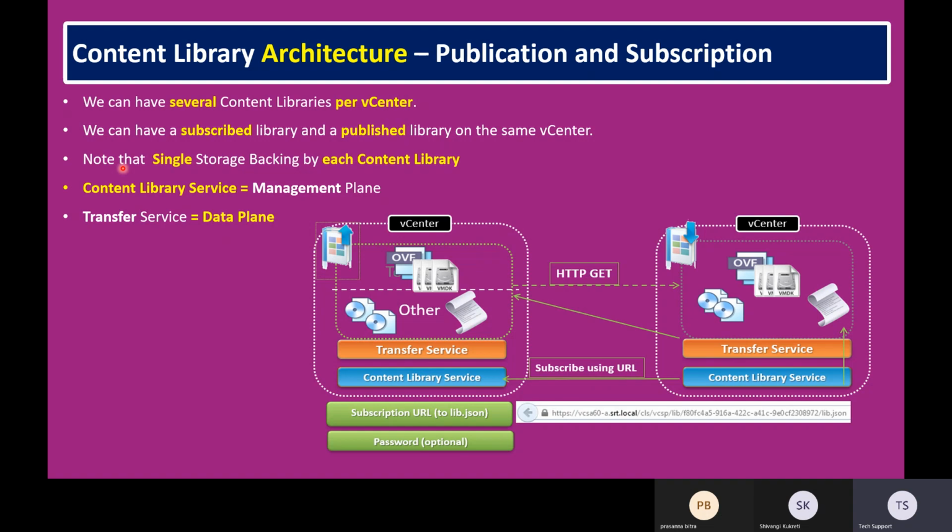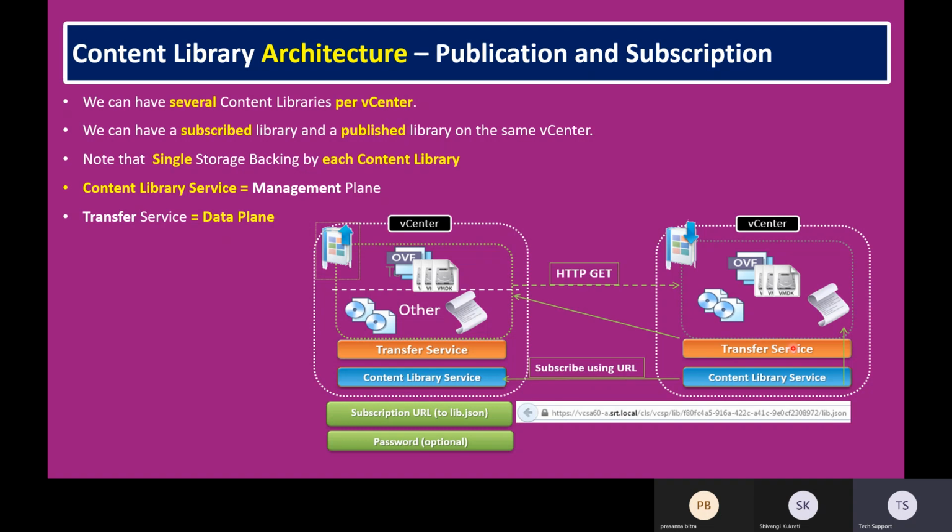And note that there is a single storage backing for each content library. When we are trying to create a content library, we should map it to any one datastore. And the content library service is equal to the management plane. Whatever we are using as content library service on vCenter server is considered the management plane, and the transfer service is nothing but the data plane. So data transfer is taken care of by our transfer service only.